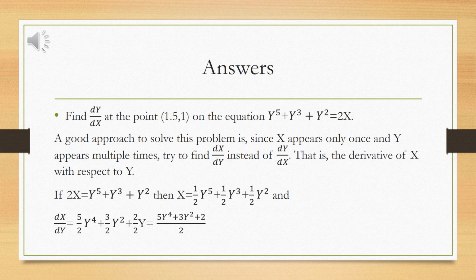So, if 2x equals y to the 5 plus y to the 3 plus y to the 2, then x equals half y to the 5 plus half y to the 3 plus half y to the 2, and dx by dy equals 5 over 2 y to the 4 plus 3 over 2 y to the 2 plus 2 over 2 y, which is (5y to the 4 plus 3y to the 2 plus 2y), all of it over 2.